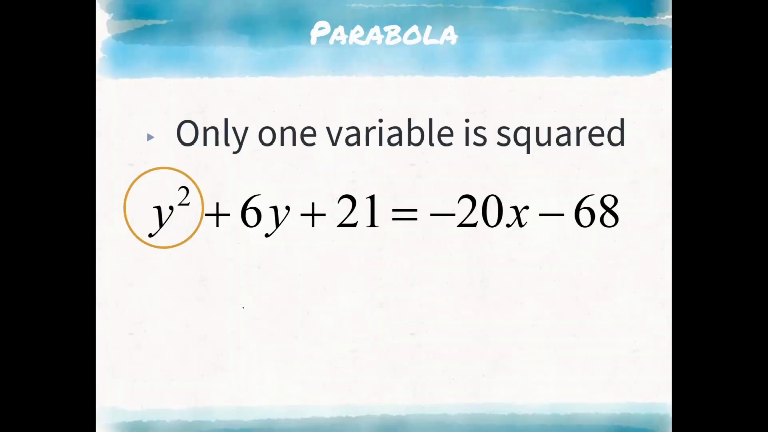Parabolas, he's the odd man out. He has only one variable squared. So he is the easiest conic section to identify in its general form because it's the only conic with only a single squared variable.